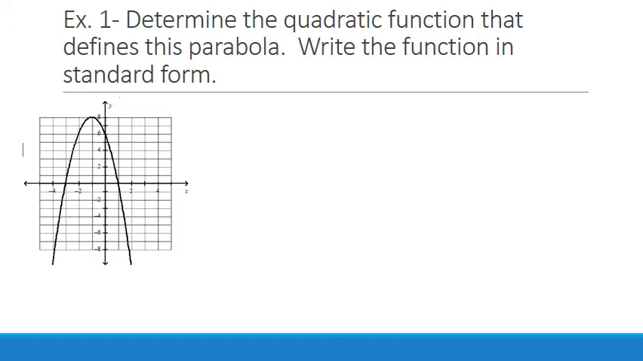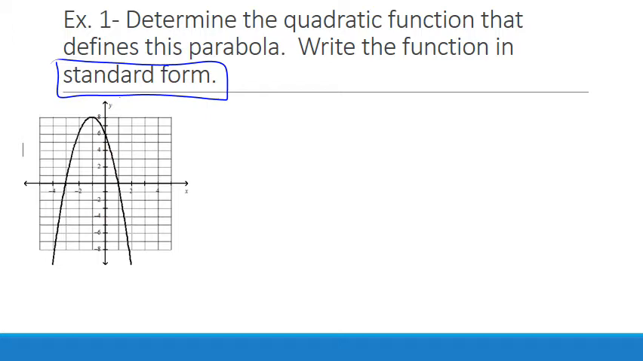All right, the first example. Determine the quadratic function that defines this parabola. Write the function in standard form. Now you might be wondering, why are we talking standard form when you thought we were talking factored form? Well, if I'm trying to write the equation of this parabola, I can't go from the picture straight to standard form. I need a different, easier arrangement to work with to start off, and then once I have that, I can transform that into standard form.